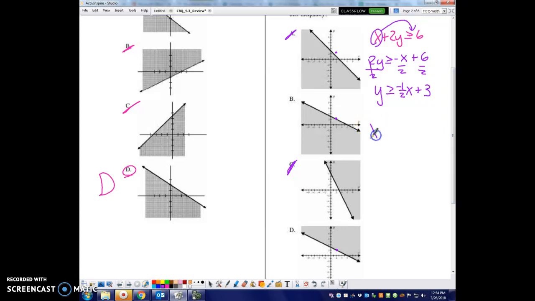So again, I go back to the original equation. We're going to make x and y 0 because we're testing that point 0, 0. Which is going to be 0 is greater than or equal to 6. Is this true? No, 0 is not bigger than 6. So that point 0, 0 should not be in the shaded region. So the answer is D.